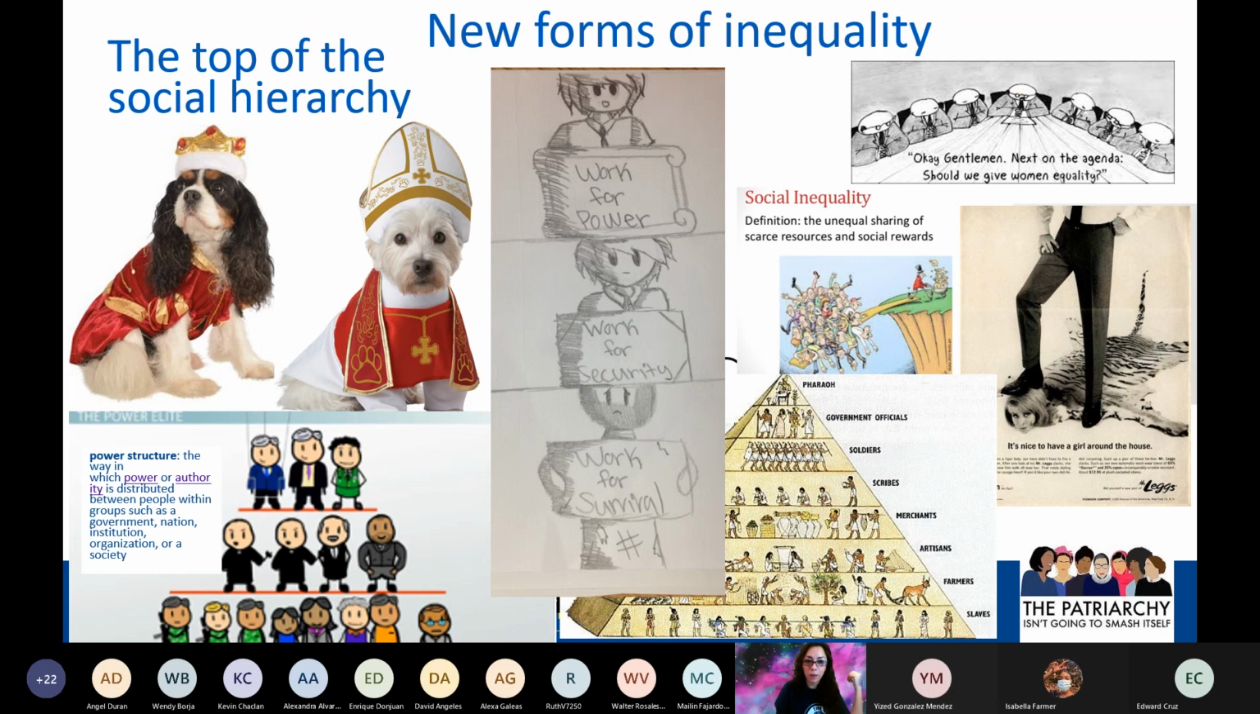New forms of inequality developed. At the very top of the social hierarchy, we now have kings and priests, like government and religion at the very top, usually working together, with an elite, an upper class that makes laws that everybody else has to follow. We have new forms of inequality in terms of the power that people have, right? Government and religion have a lot, regular people not so much. In terms of wealth, the wealthy at the top, the poor people at the bottom.